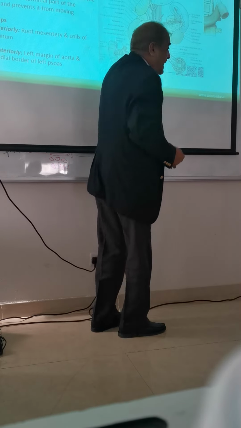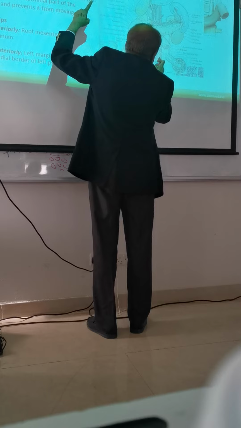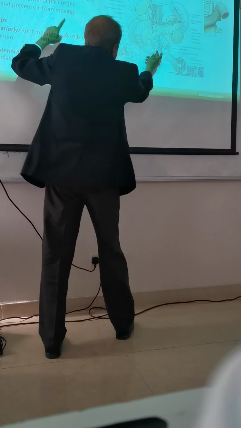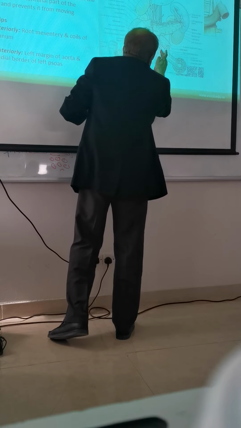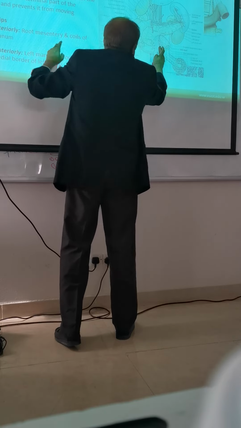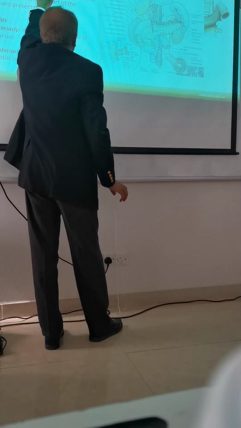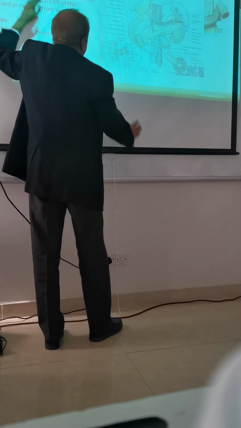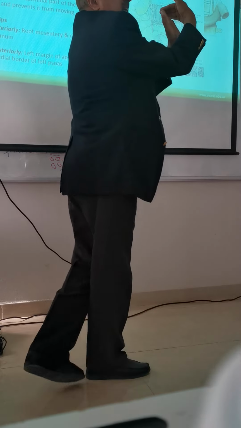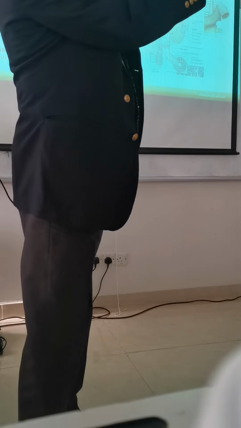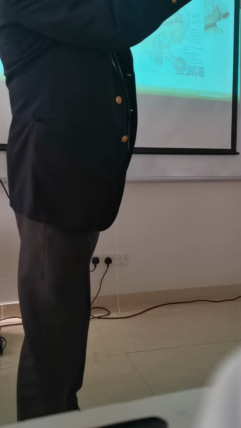So this crosses the midline and runs upward along the left side of the aorta. So this is the aorta, this is the right side, this is the left side. It goes around the left side of the aorta, runs upward, and then anterior to the jejunum forms an acute angle. Acute angle means less than 90 degrees, like this.